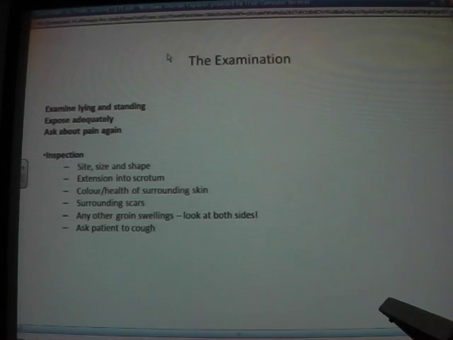Inguinal. Yeah, both of them normally would. So inguinal hernias basically. So that's looking for a visible cough impulse.